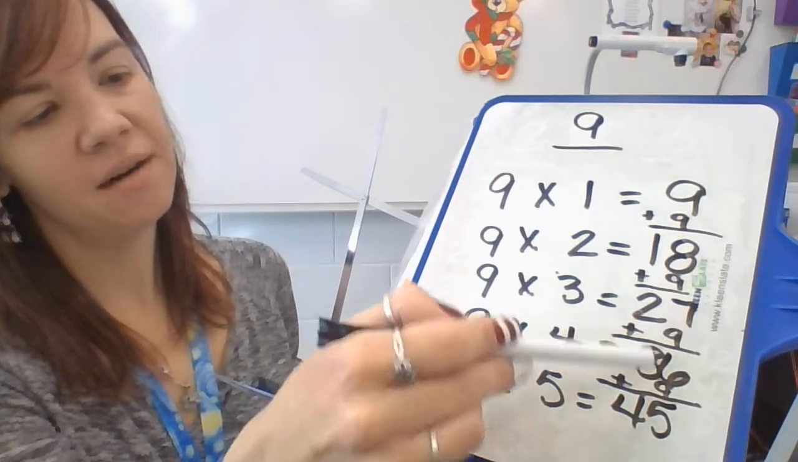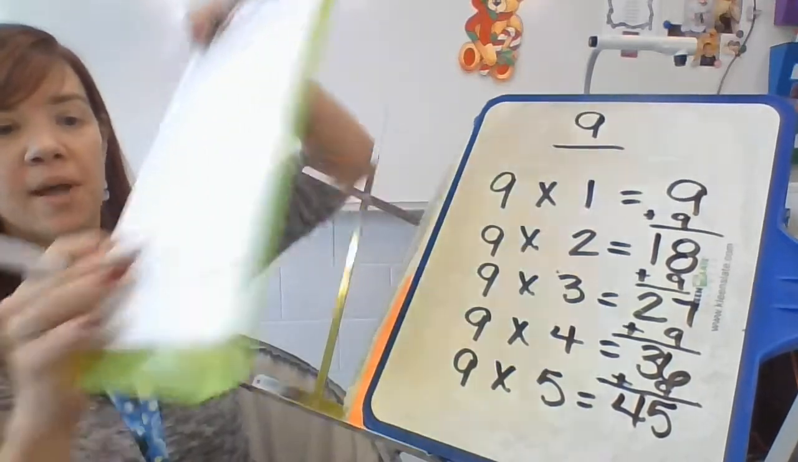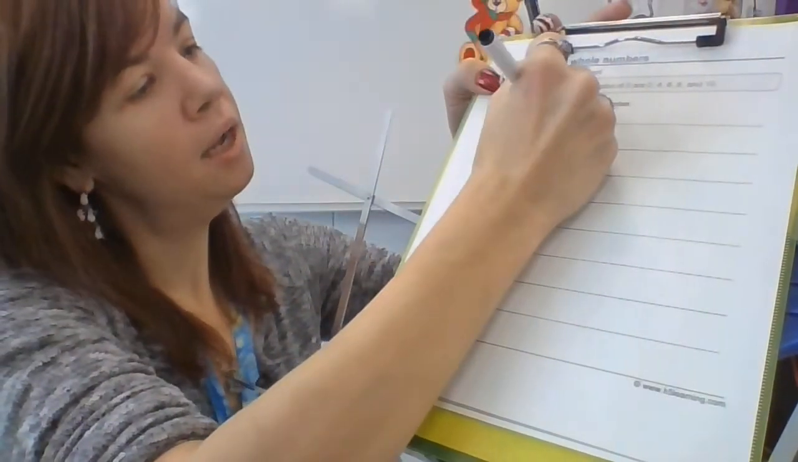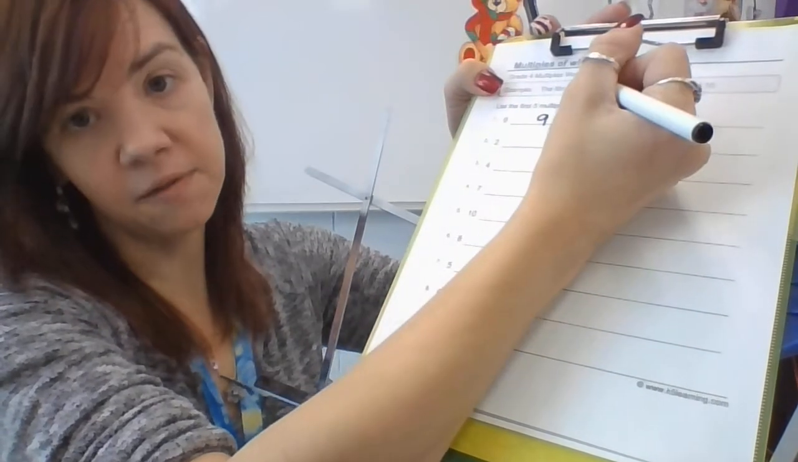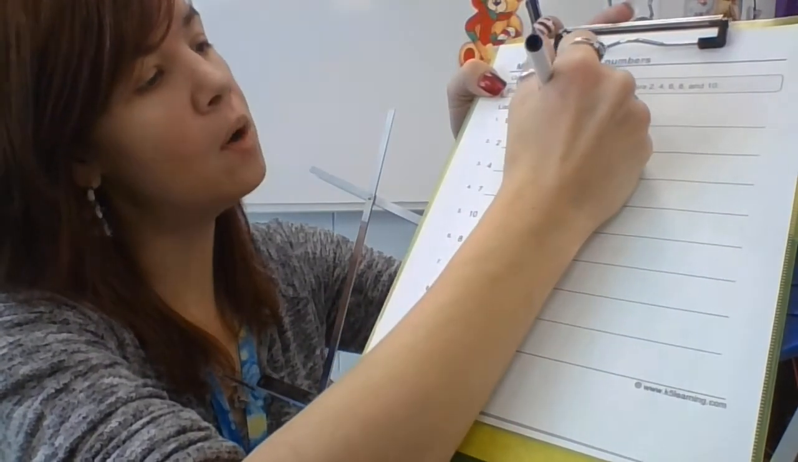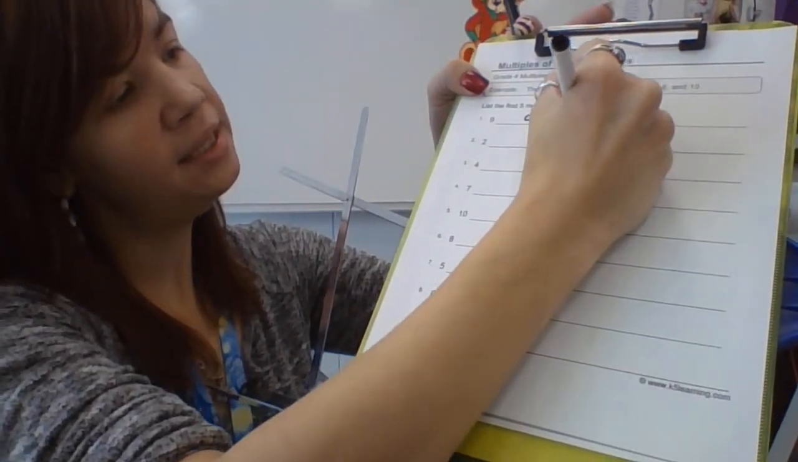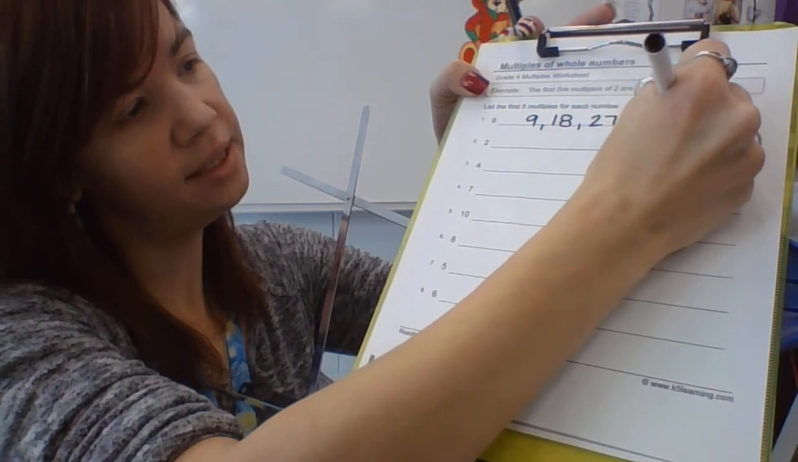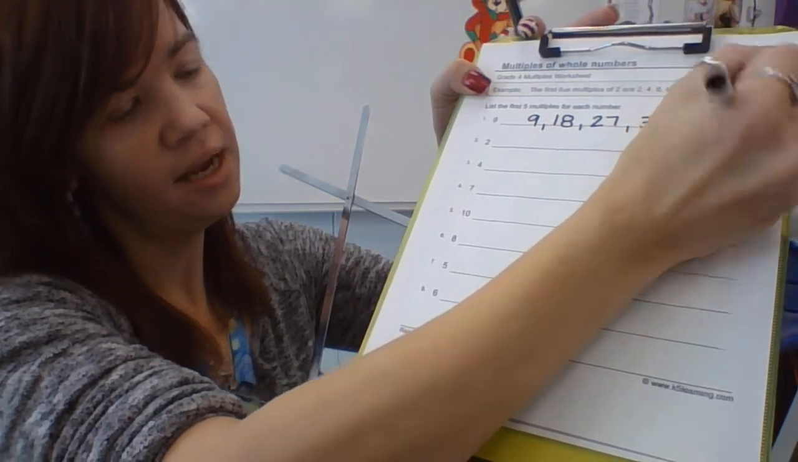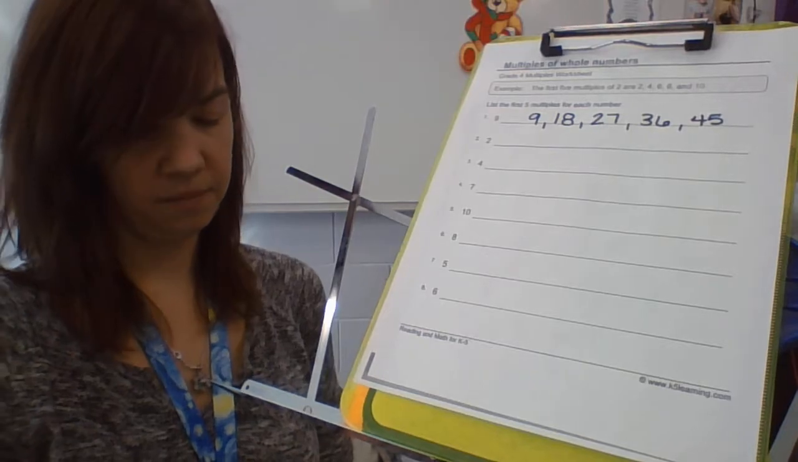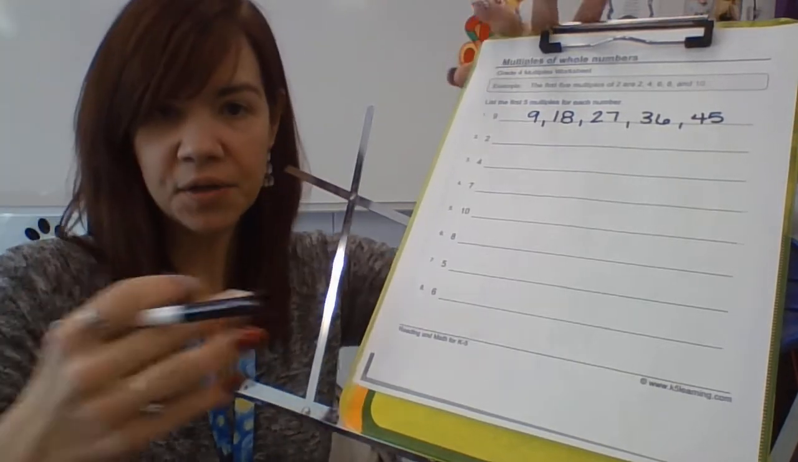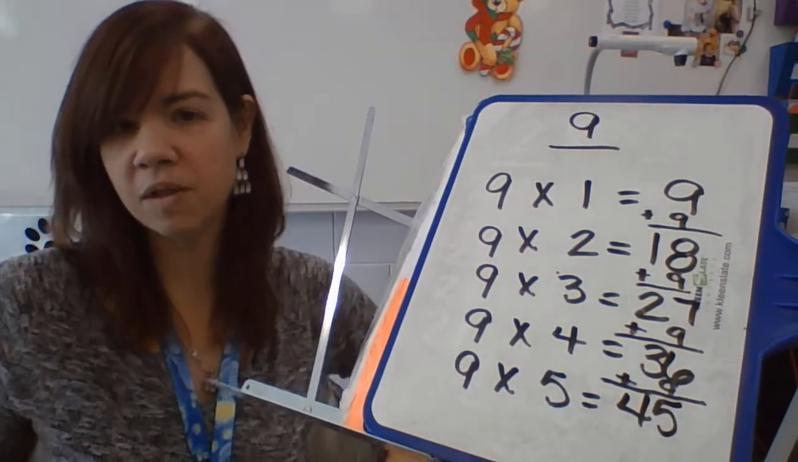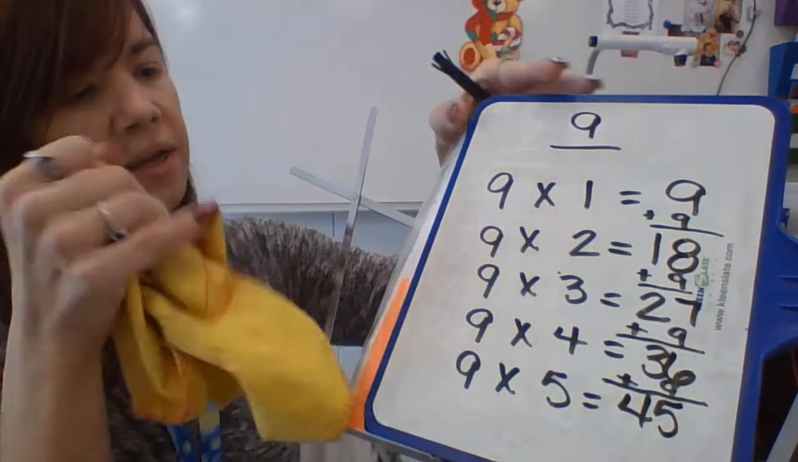So these answers here are my first 5. So I'm going to go ahead and write them up here for 9. We write them in order because it wants the first 5. So from smallest to biggest, 9, 18, 27, 36, and 45. Okay, so not too bad. Again, multiples, just multiplying or repeated addition.